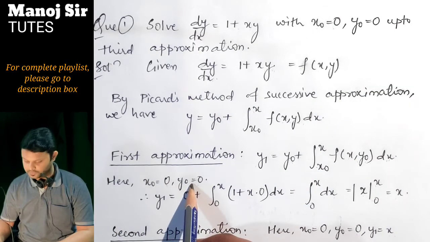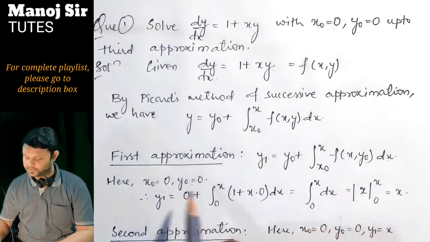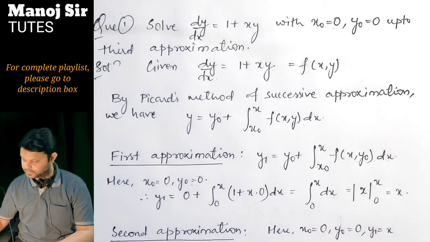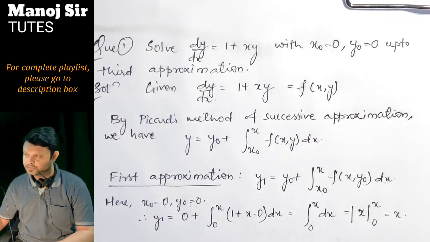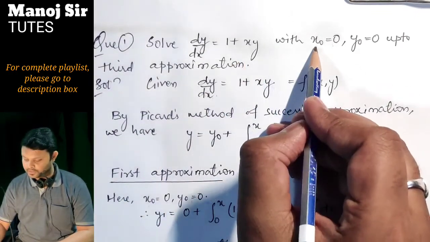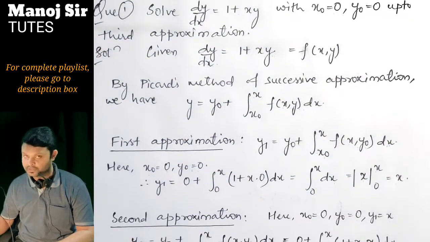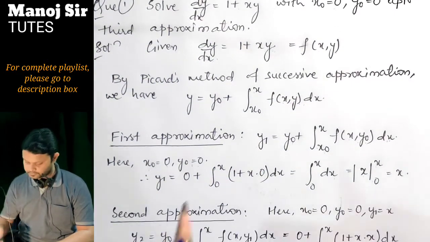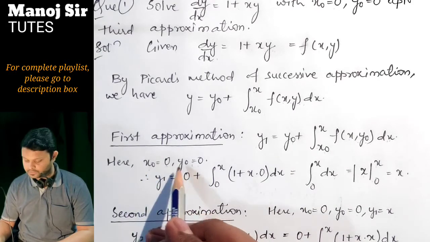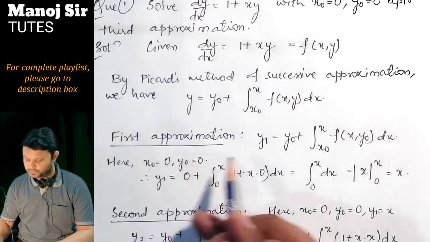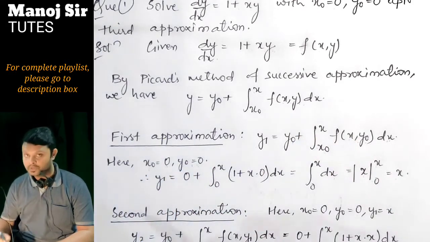Here the y naught value is 0, and the x naught value is again 0. Both of these things are given in the problem. Here you can see that x naught equals 0 and y naught equals 0. Both conditions are given in the problem only. So simply put these here to get the value of y1.